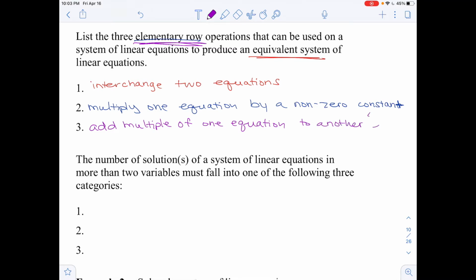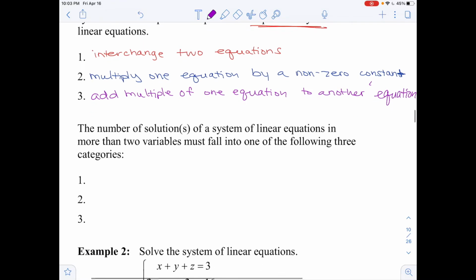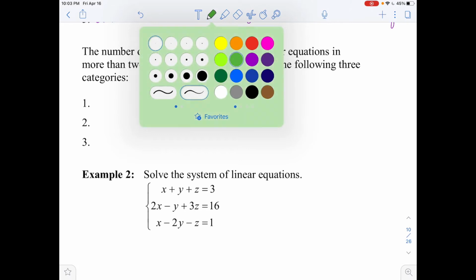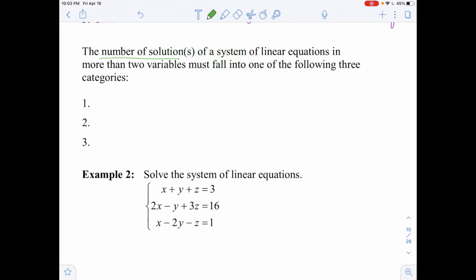Okay. And I know this doesn't make a lot of sense right now, but it will in just a second. So make sure that you keep that list really close to you because we're going to be using it. Okay. And then we're talking now about the number of solutions a system of linear equations in more than 2 variables has. It has to fall into these 3 categories.